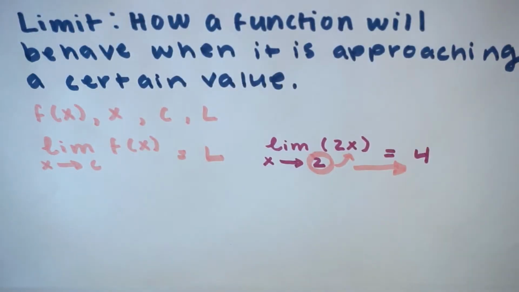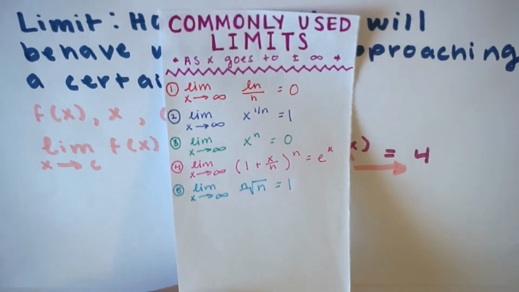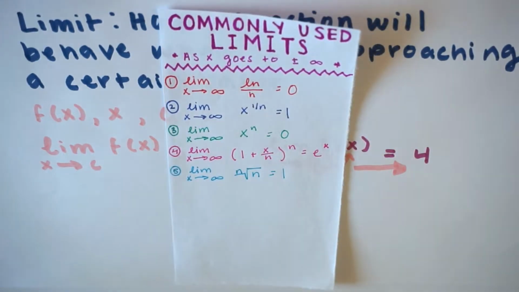As for the commonly used limits, these only apply to limits as x is going to positive or negative infinity. As you can see in number 1, the limit of the equation ln n over n as x is approaching infinity is equal to 0. The limit of x to the 1/nth as x is approaching infinity is equal to 1. The limit of x to the nth power as x is approaching infinity is equal to 0.